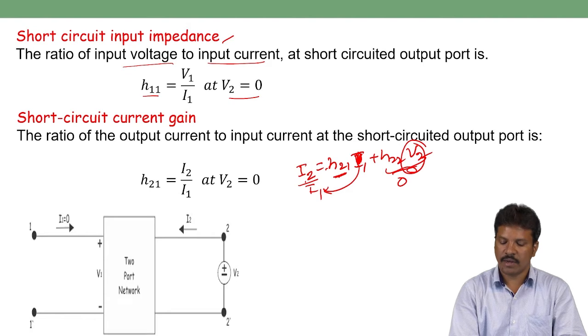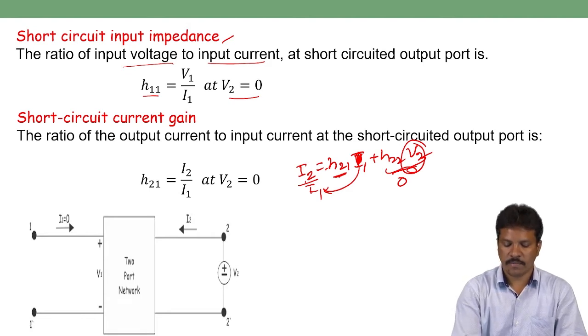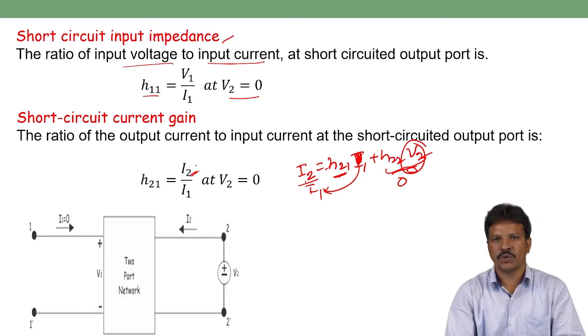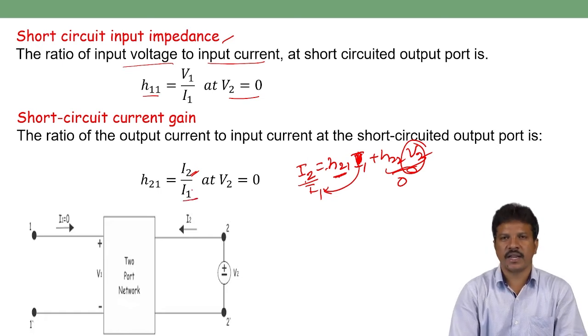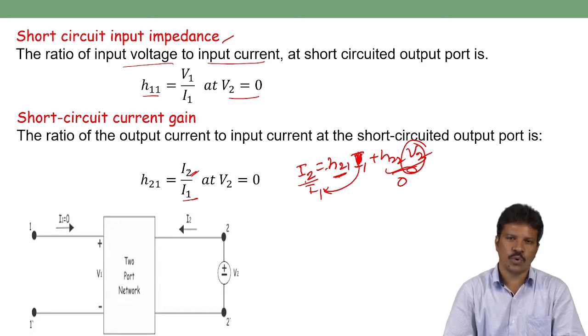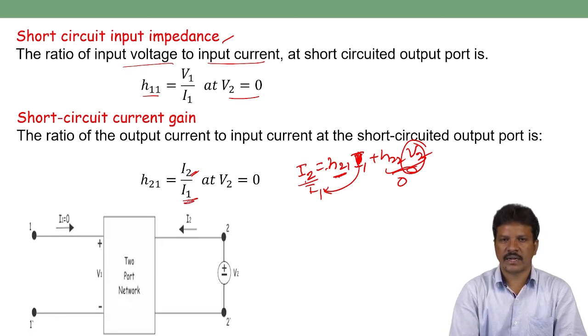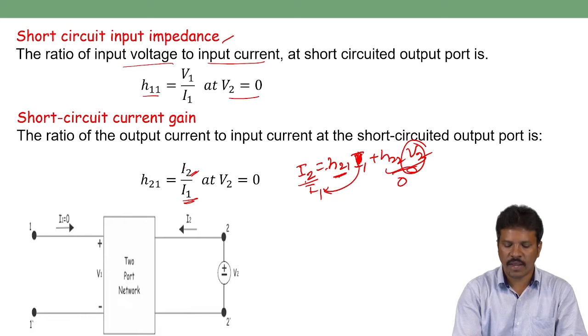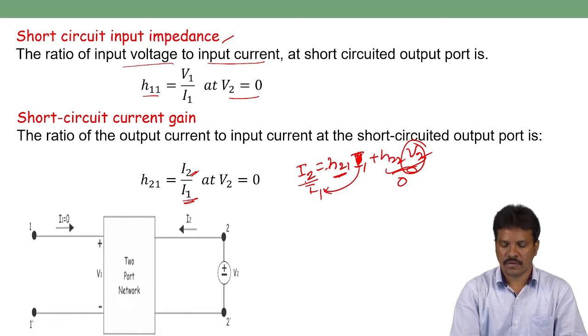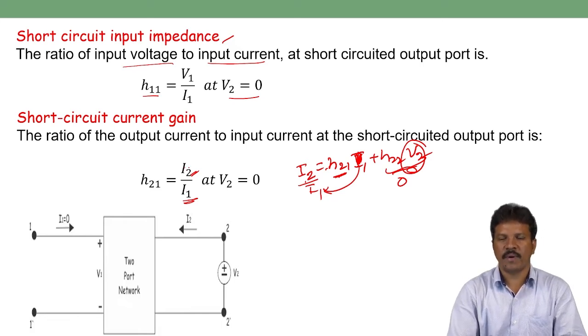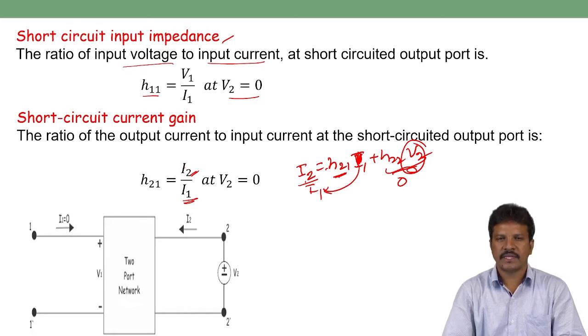So what does it mean? Here, the numerator term is represented with suffix 2 and the denominator term with suffix 1. I2 is the current belonging to port 2, and I1 is the current belonging to port 1. So the ratio of output current by input current is represented as current gain.